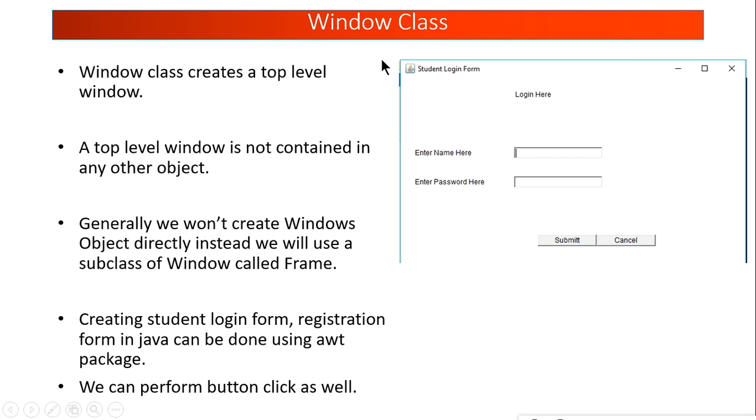So using this combination of windows and frame class, you can create something like this. You can create a login form, you can create a registration form, and you can also perform the button click. These are the submit and cancel buttons. You can also perform the submit button click as well.